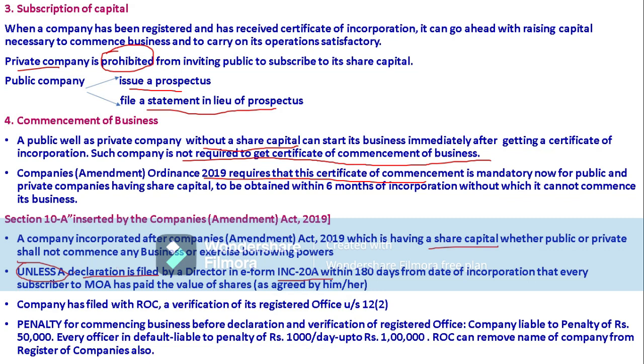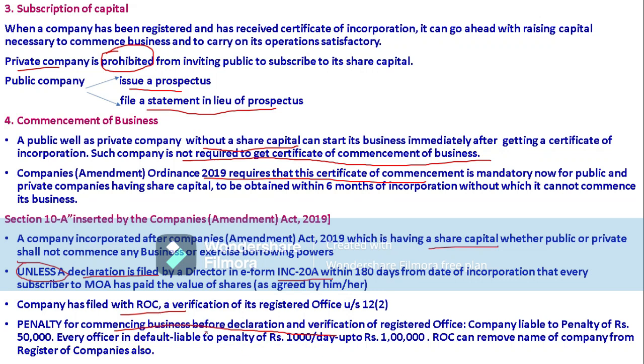Not only giving a declaration, but the company must also file with the ROC a verification of its registered office. Only after this can they go for share capital. Then the penalty for commencing business before declaration and verification: if the company has not complied with the provisions of the Companies Act, then they are liable. A penalty should be paid by every officer related to that company. By default they have to pay 1,000 rupees per day up to 1 lakh. The ROC can also remove the name of the company from the register of companies for these unlawful acts.